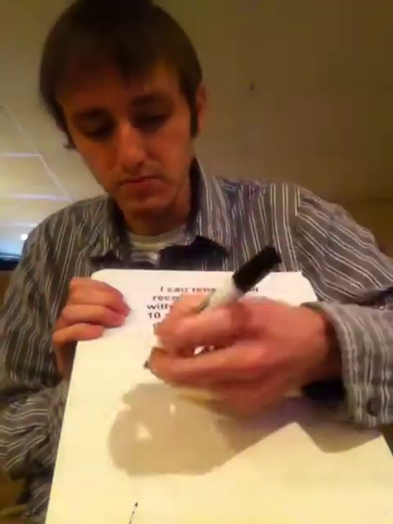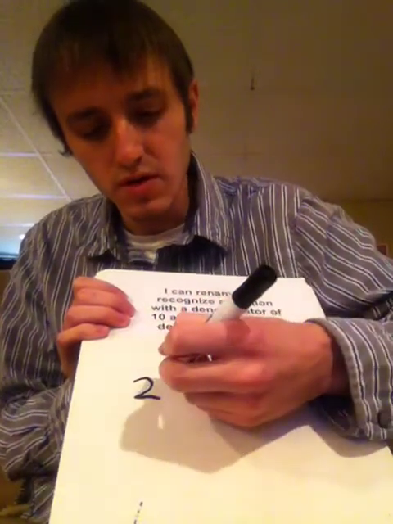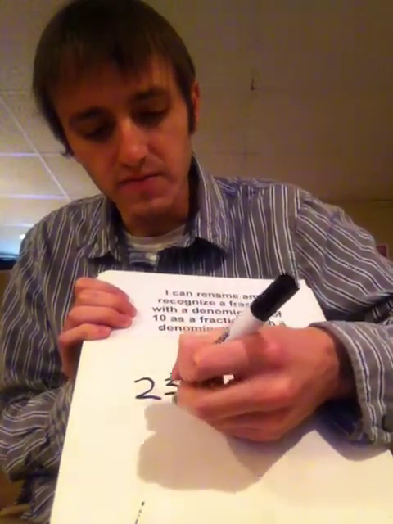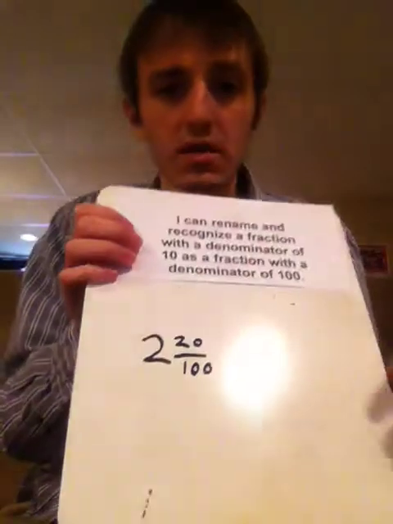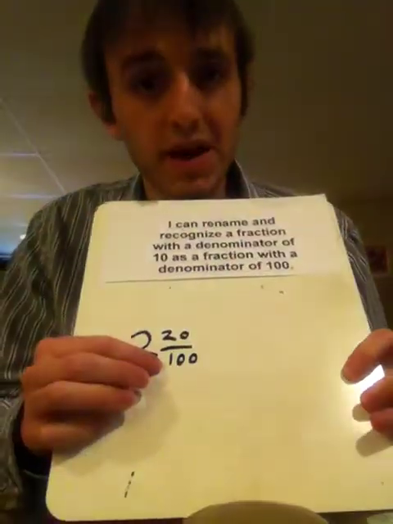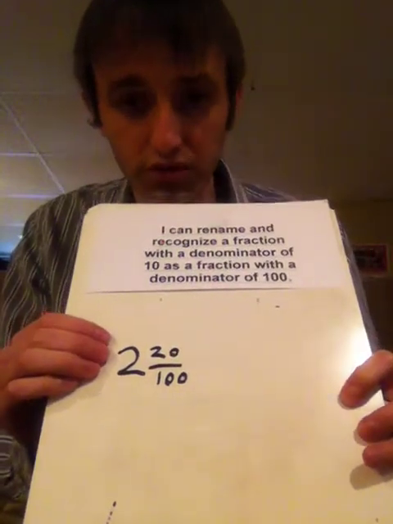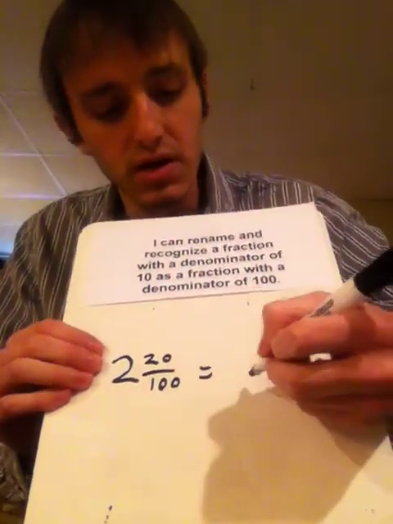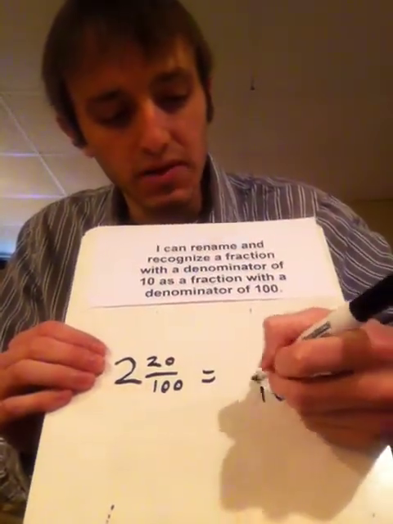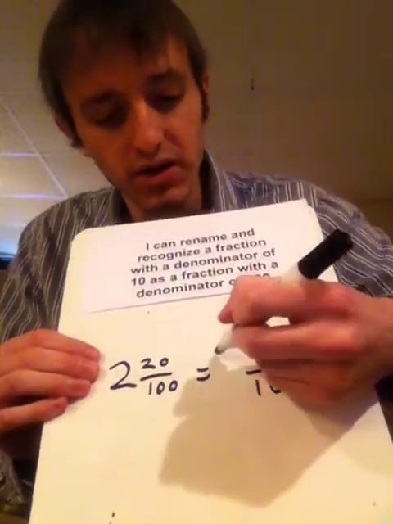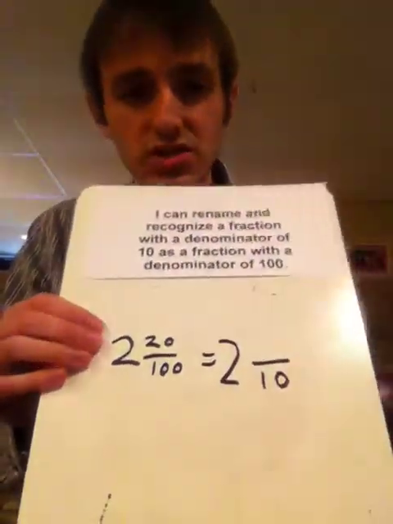So, let's say we have 2 wholes, and 20 out of 100. When I see this 100, I'm thinking pennies, and I have 20 pennies out of 100, and I also have 2 wholes. We want to turn that number into something with a denominator of 10. Don't forget you're going to carry your 2 wholes over, because that has not changed.